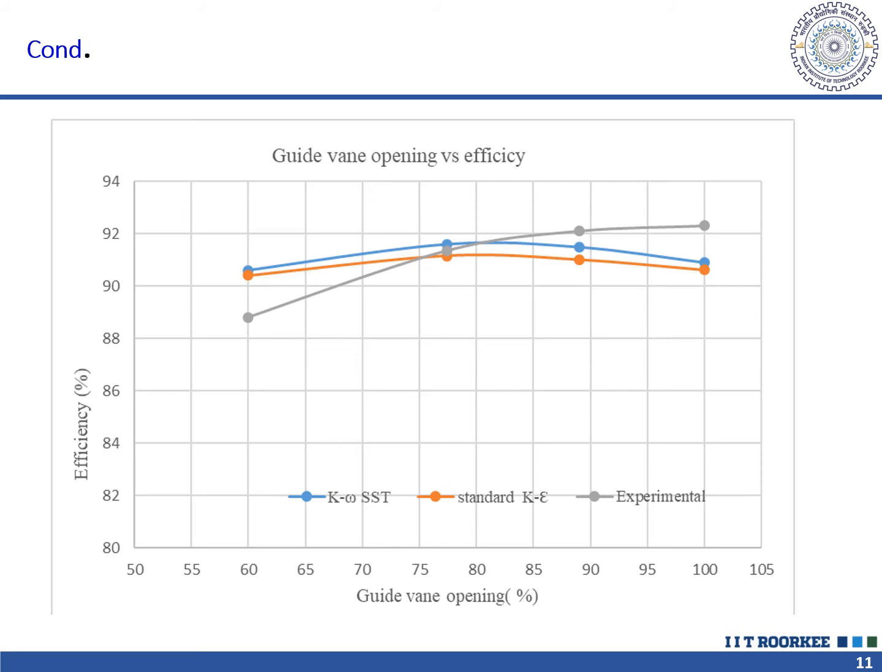Similarly, at 60% guide vane opening condition, the experimental efficiency is lower by 1.8% and 1.6% with respect to the K omega SST turbulence model and K epsilon turbulence model respectively.